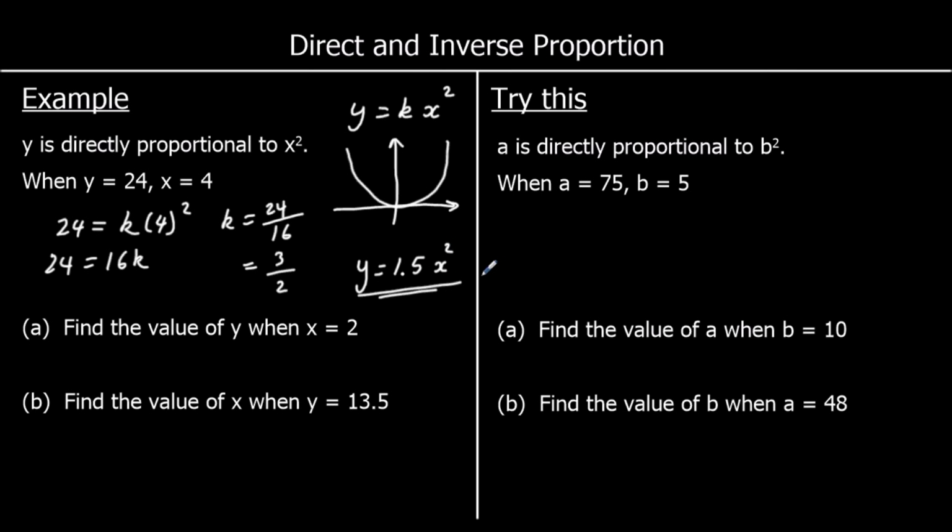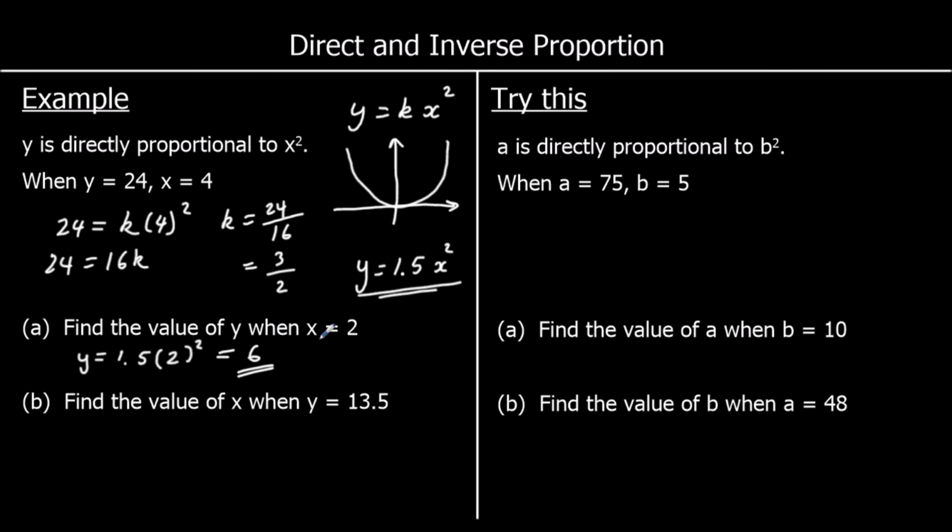Now we've got our formula. We can use that to answer the questions. Part A says find the value of y when x is 2. So y is 1.5 times x squared. So 1.5 times 2 squared. 2 squared is 4. 4 times 1.5 is 6. So y is 6.